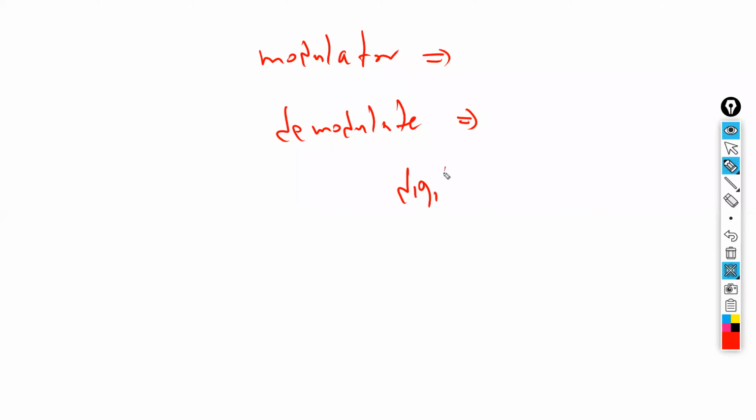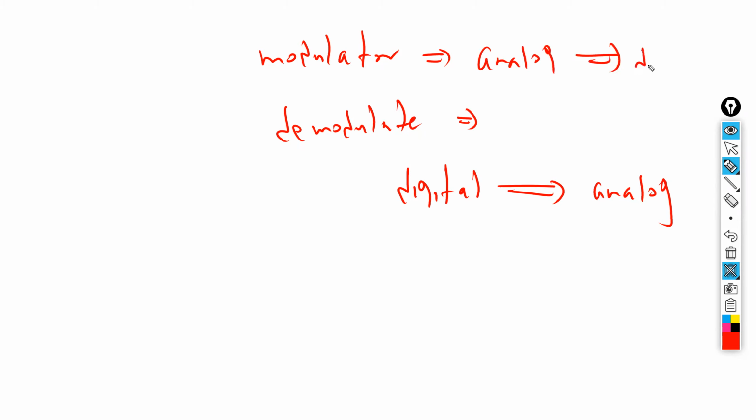So now you know that modulator. This is very important, right? Modulator: you are converting your analog signal to digital signal, and in demodulate, you are converting digital to analog. This is analog to digital. Analog to digital. Right? Very good.